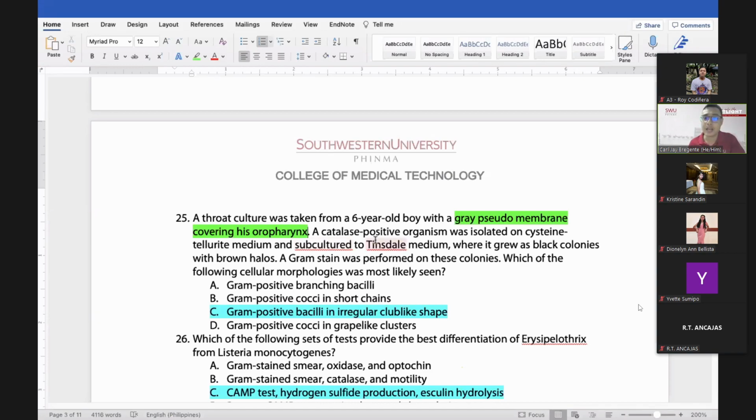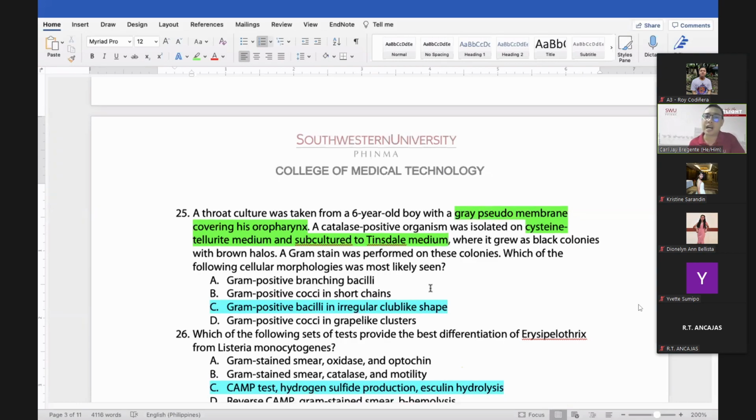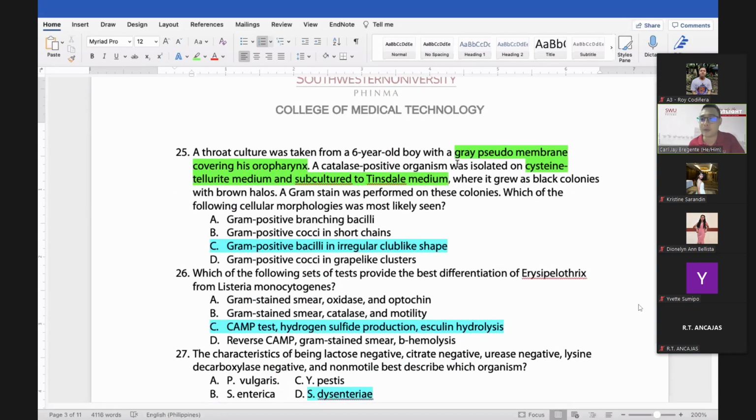Another clue is the growth on cystine tellurite and Tinsdale medium. These are common culture media used to facilitate growth of Corynebacterium diphtheriae. Usually, the growth of Corynebacterium diphtheriae is black colonies. So, since you have the idea that this is Corynebacterium diphtheriae, you look for gram-positive bacilli because Corynebacterium diphtheriae is a gram-positive bacillus.